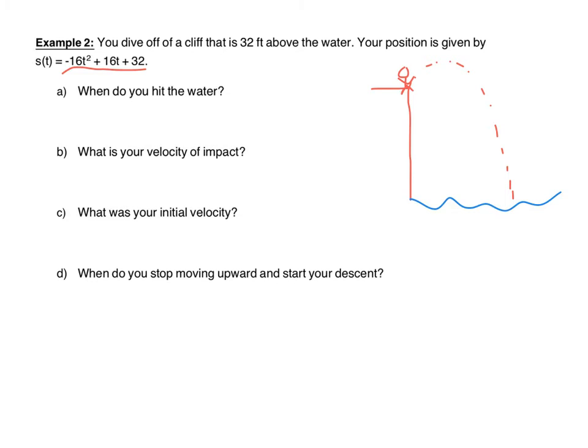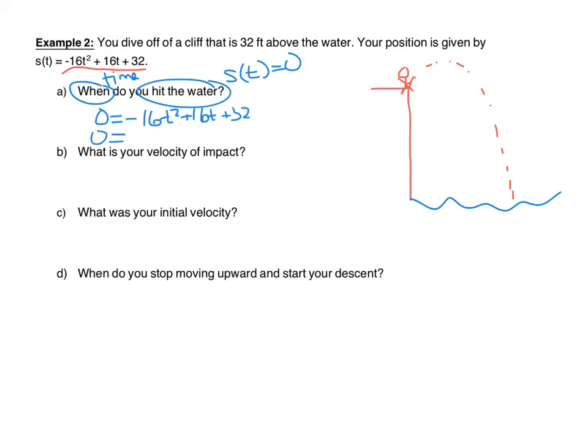So the first question is, when do you hit the water? First of all, when you see the word when, that means you're looking for time. Hitting the water in this case is going to mean that the position, the s, is equal to 0. So you're just going to set your equation there equal to 0 and then solve for t. You can do this on your own if you want to pause and try it on your own.